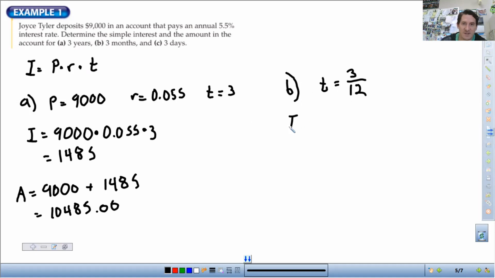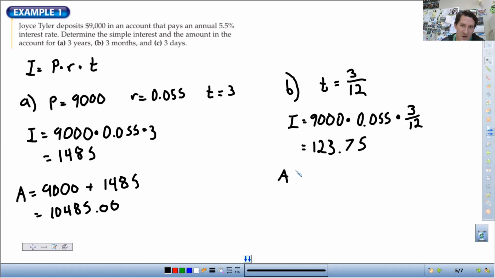To find the interest, it's the same thing. 9,000 times 0.055 times 3/12. You could convert that to 1/4 or 0.25, or just leave it as 3 over 12. So it'll be 9,000 times 0.055 times 3 divided by 12, and you get $123.75 is the amount of interest. So the new account balance is 9,000 plus 123.75, which comes out to 9,123.75.